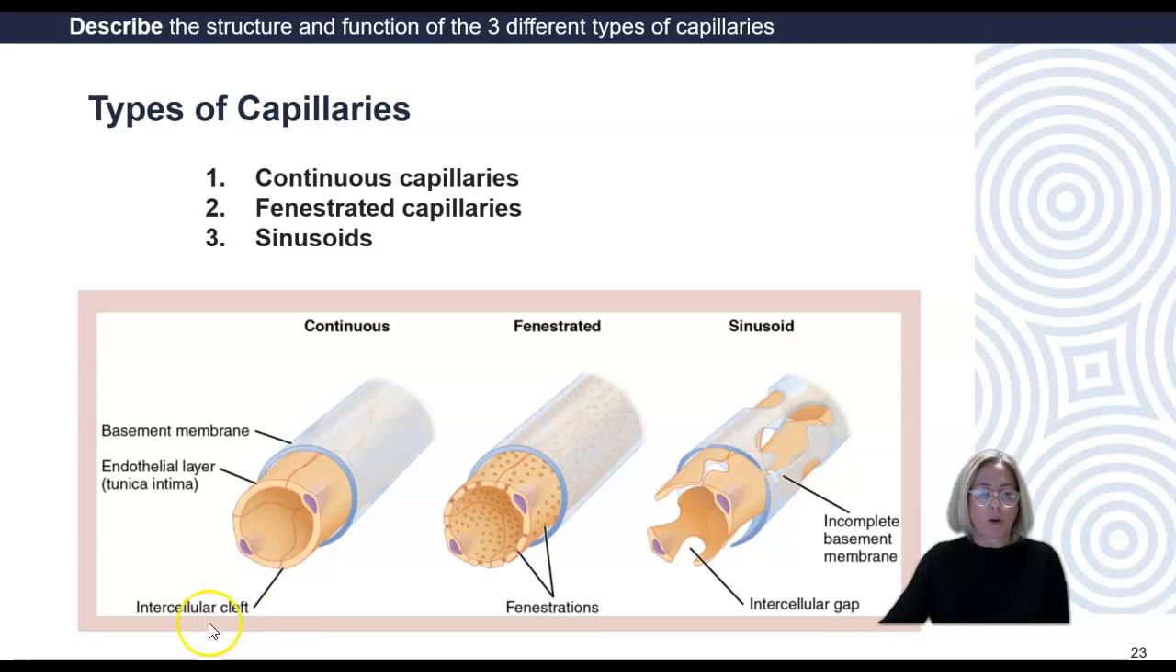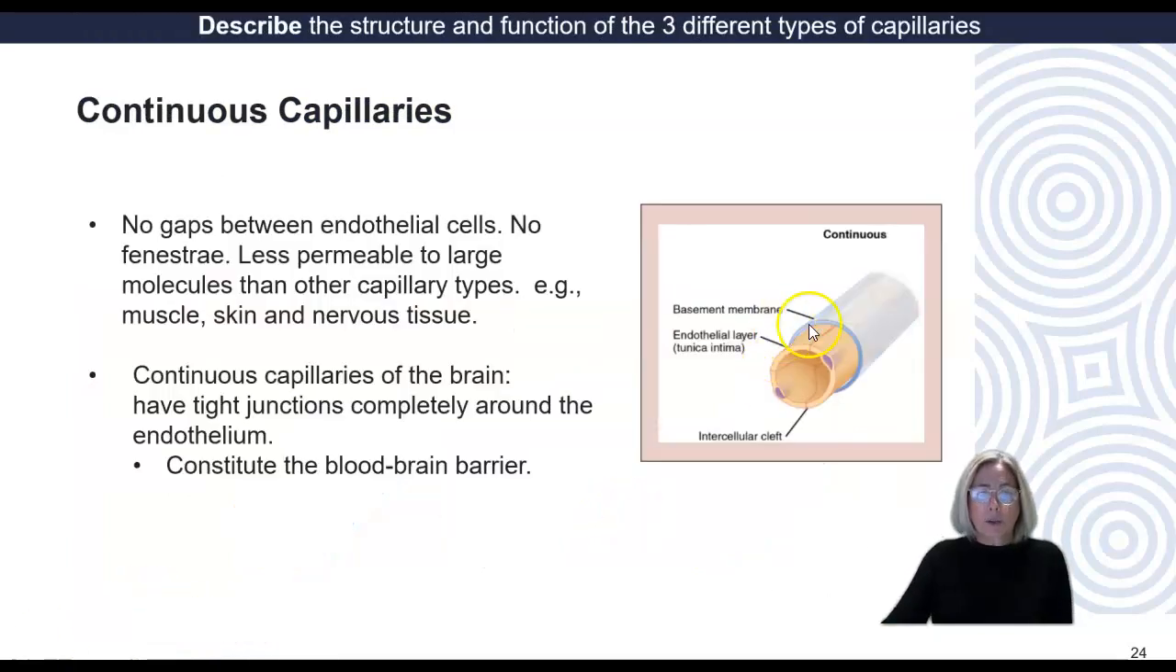So we're going to talk about all of these three types now. The continuous capillaries look like this. There's no gaps between the endothelial cells at all.